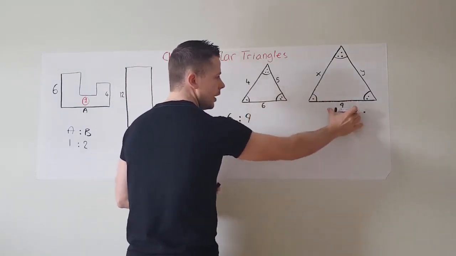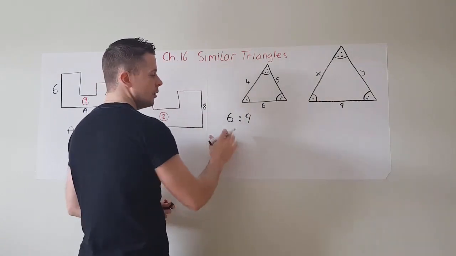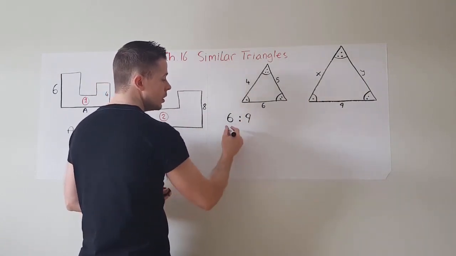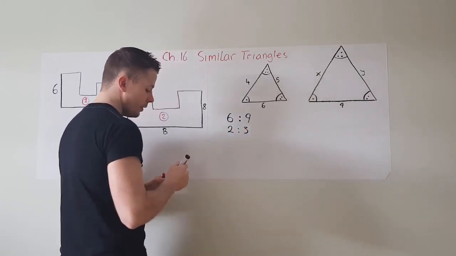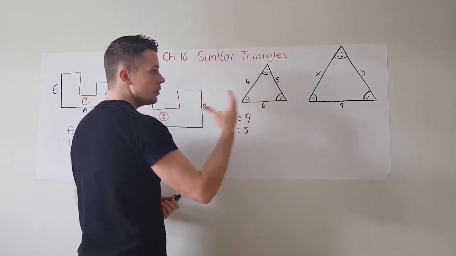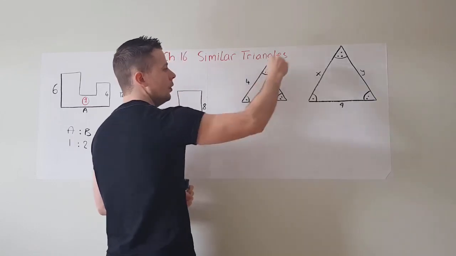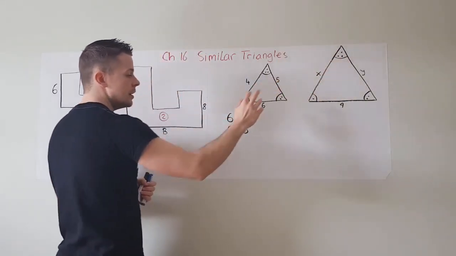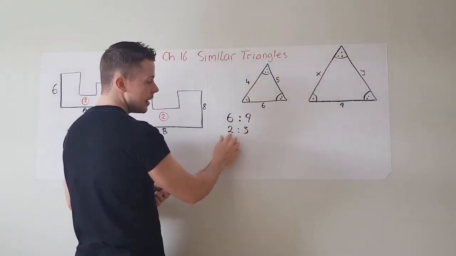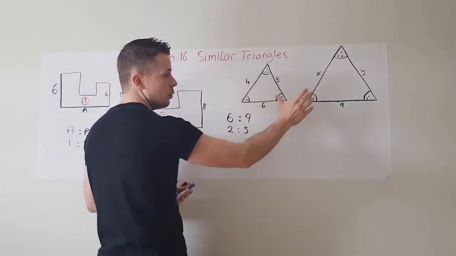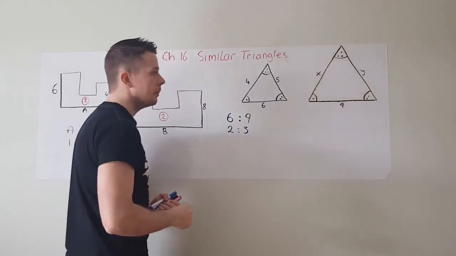So 6 units to 9 units. And if we simplify that down, well, 3 will go into both of these, so this is 2 is to 3. Okay? So we can see that the ratio of the size of the small one to the size of the larger one is 2 parts is to 3 parts. And we can use that ratio then to work out both x and y up here.